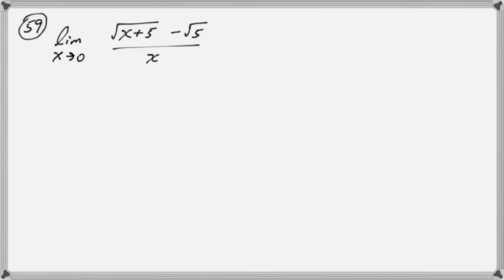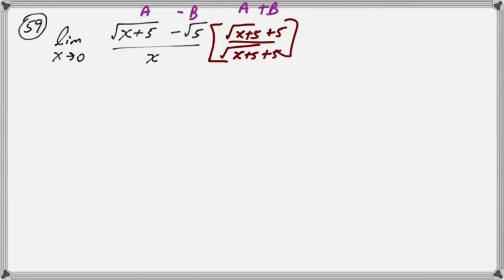Okay, this one, when you see radicals, it's still going to give you 0 over 0, but when you see the radicals, you might think conjugate to rationalize. The conjugate of a minus b is a plus b. So here I'm going to multiply by a plus b. So what does that become? Radical x plus 5 over radical x plus 5 plus 5.